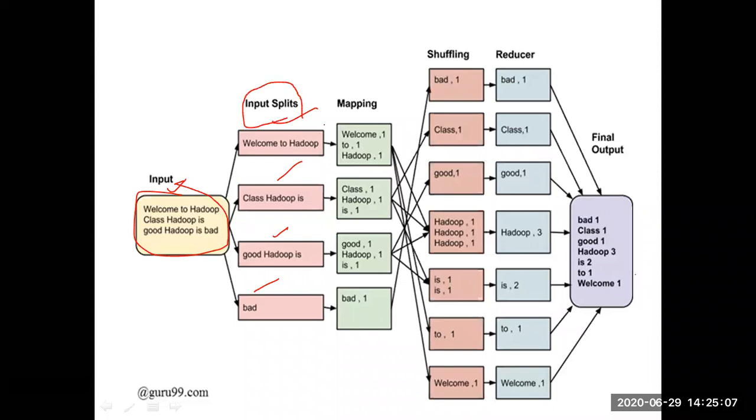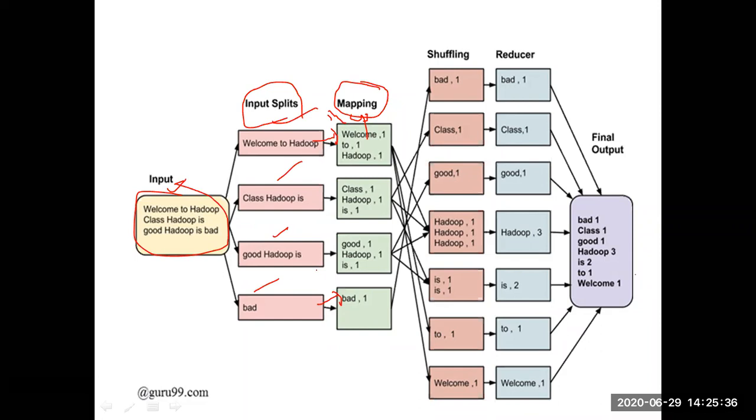After input splits are ready, the mapping phase will come for each. The second phase is the mapping phase. In the mapping phase, each file will be given to one mapper. Each file will be given to one map program. File 1 will be given to map 1, file 2 to map 2, file 3 to map 3, file 4 to map 4. What is this map?